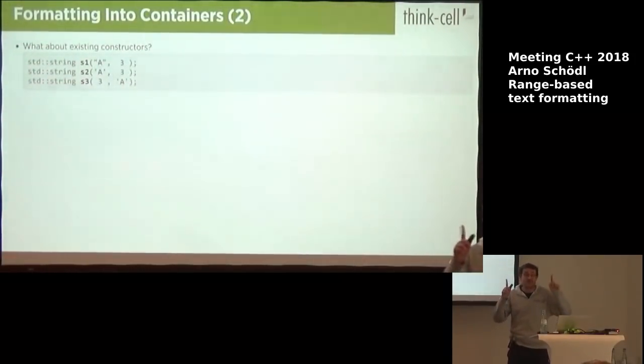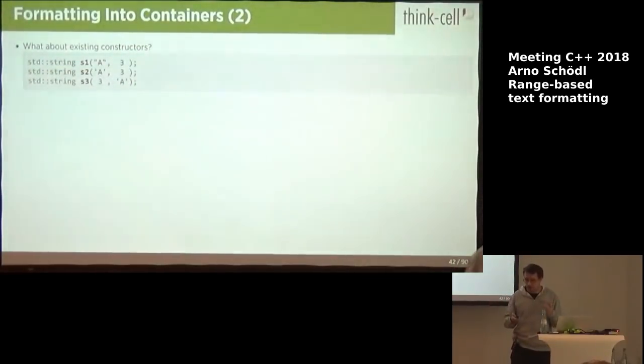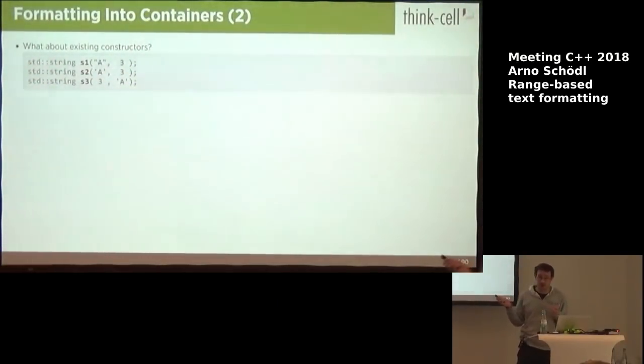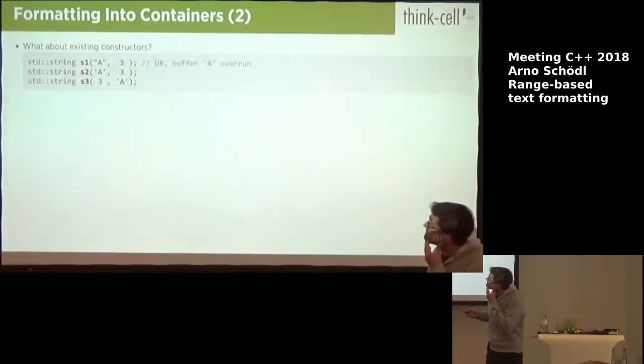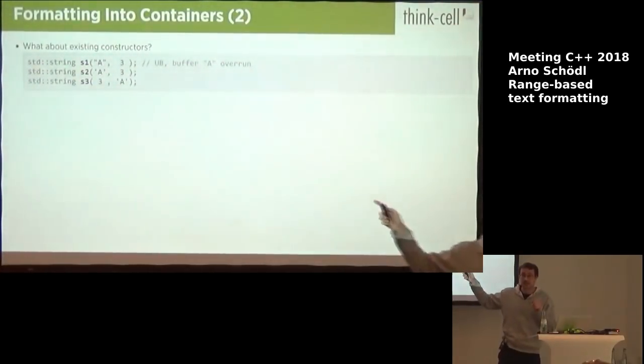Oh, but we have already string constructors that take multiple arguments. So if I'm suggesting to basically concatenate strings when you supply multiple arguments, what do we do with these? I mean, these are all valuable constructors. We can't just throw them away. Let's see what they are doing. The first one is actually undefined behavior. It takes 3 elements out of A, but A has only 2, because A and the null terminator.